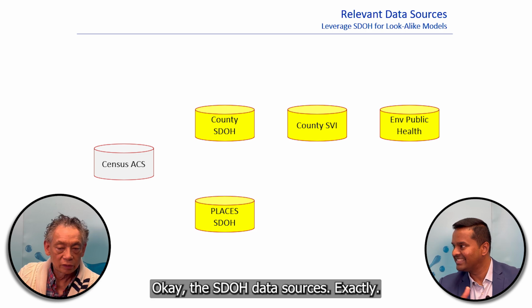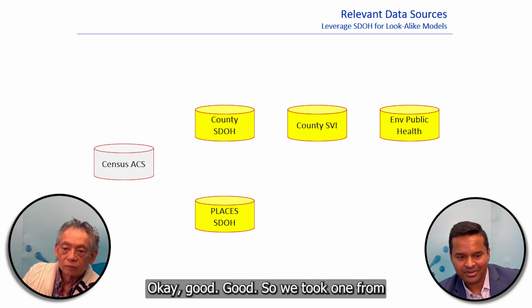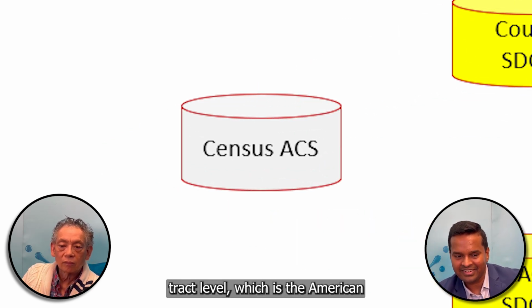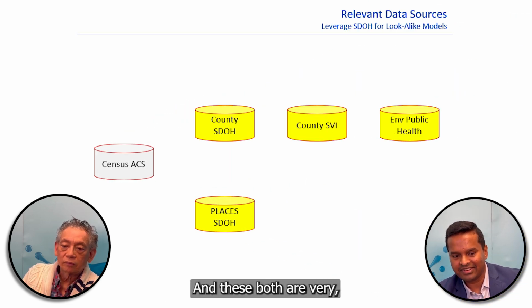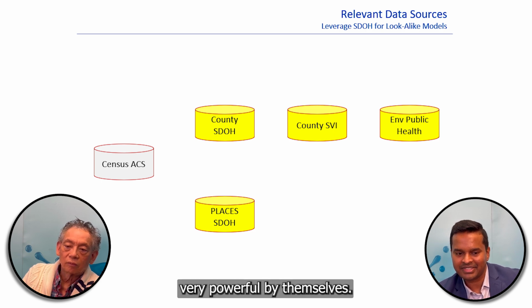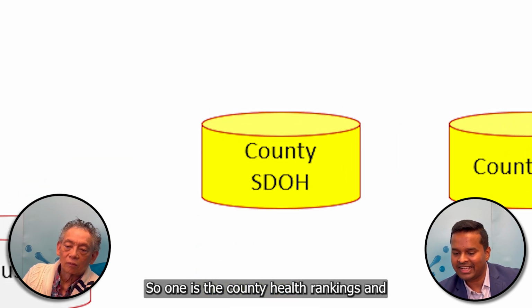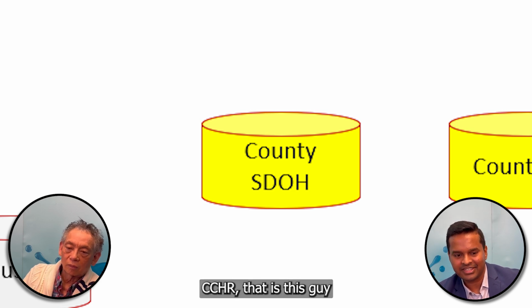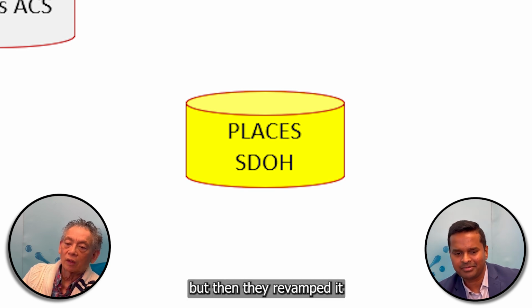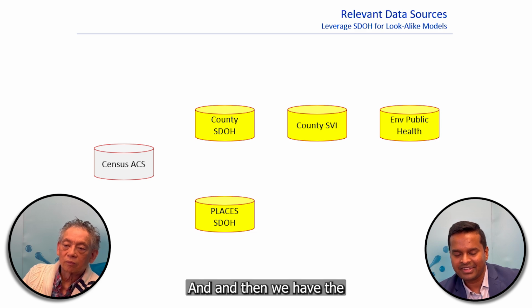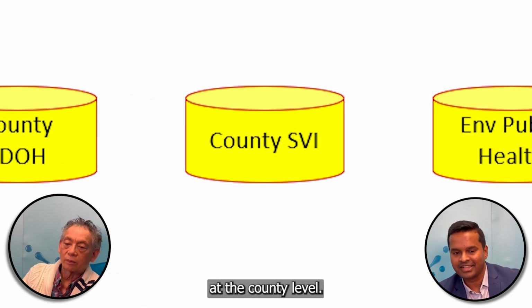Okay. So these are the top 5 that we picked for today, JP. The SDOH data sources. Exactly. So we took one at the census tract level, which is the American Community Survey. And then 2 at the county level, and these both are very, very powerful by themselves. One is the County Health Rankings and Roadmaps, CHRR. That is this one. And then there's the PLACES data set. It used to be called 500 Cities, but then they revamped it to an upgrade called PLACES. And then we have the Social Vulnerability Index at the county level.